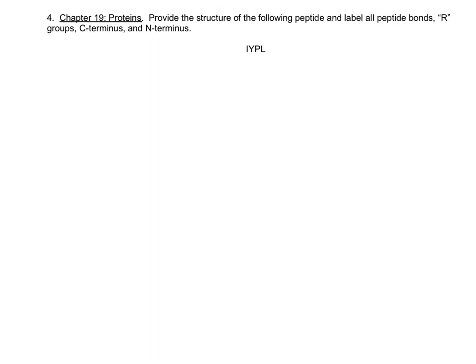Coming onwards to our next question here, it says to provide the structure of the following peptide and label all the peptide bonds, R groups, the C terminus, and the N terminus. Keep in mind that the R groups are the variable groups that define each of the 20 standard amino acids. The C terminus is generally listed as the far right-hand terminal of the peptide. So it's going to be there on the right end of our sequence there. The N terminus is generally listed to the far left, and it's referred to as the amino terminus, nitrogen referring to the amine group there.